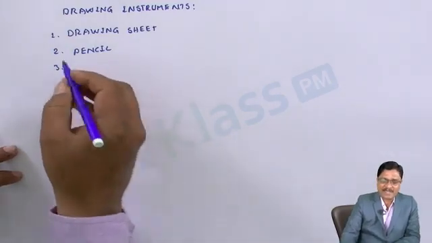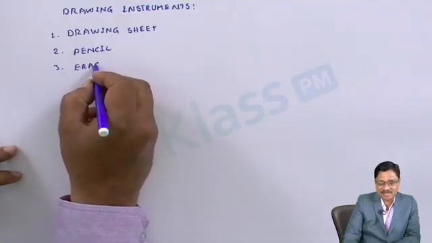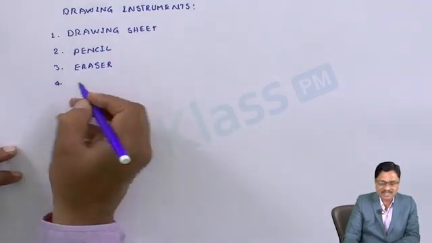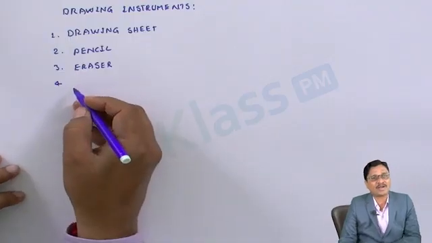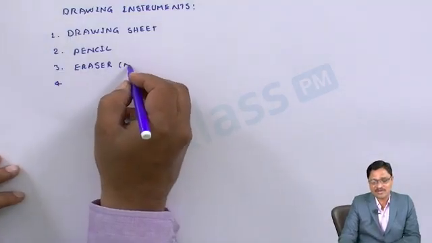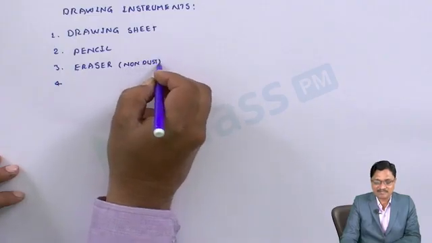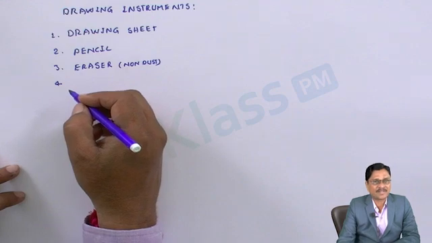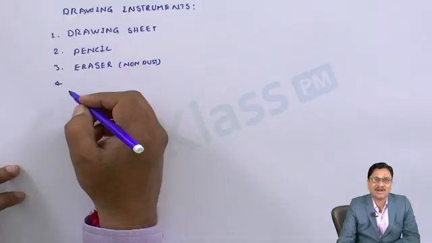Next, the eraser. If anything goes wrong, or you want to make a correction, the eraser is essential. Also, the eraser should be of good quality. In the market we now know them as non-dust erasers. Why? Because whenever you are erasing, a small layer of the sheet may come out if you are using hard erasers.